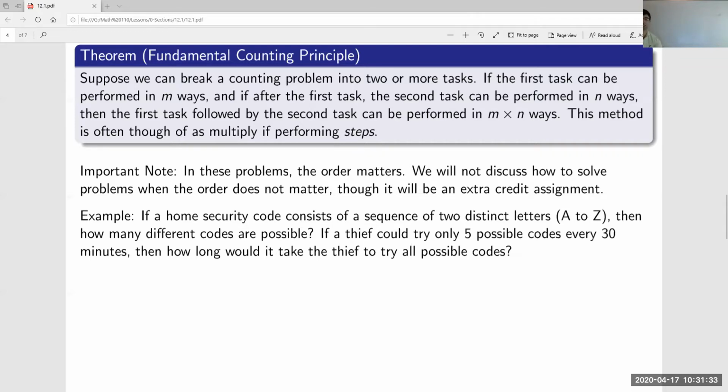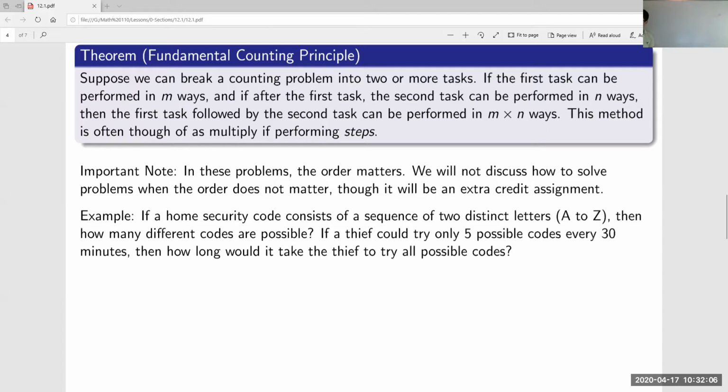Suppose we can break a counting problem into 2 or more tasks. So we're doing 2 different things in a row. In the first thing, there are M possibilities, and in the second thing, there are N possibilities. So kind of like what we just did with the number of desserts, or the number of entrees, and the number of dinners.